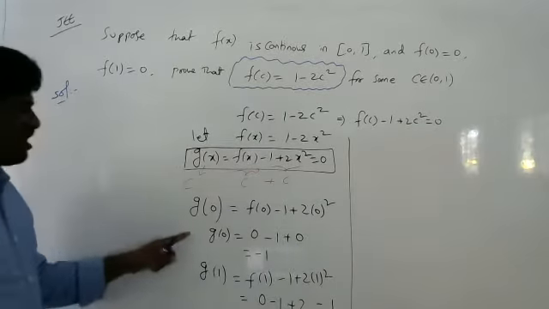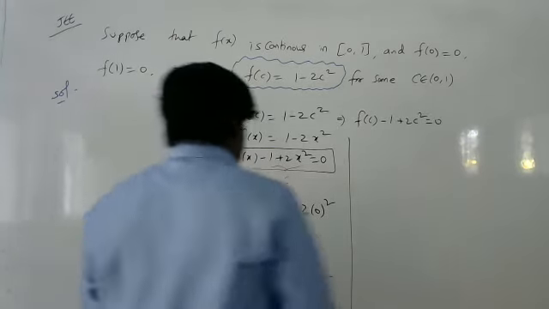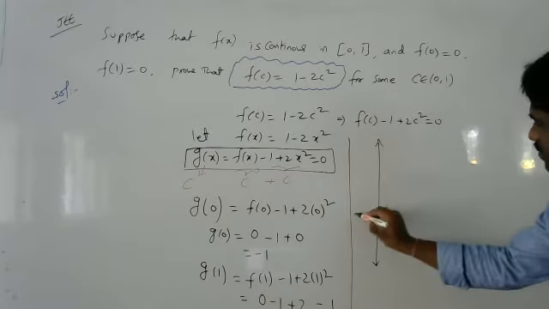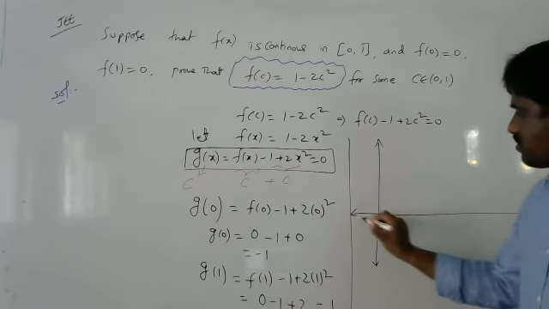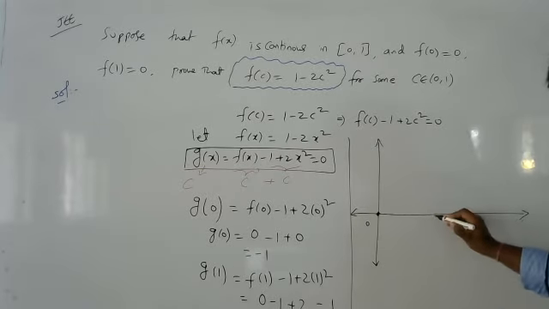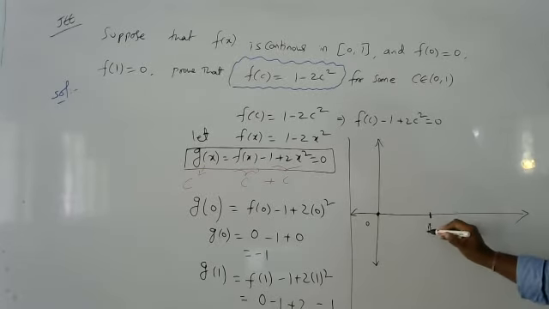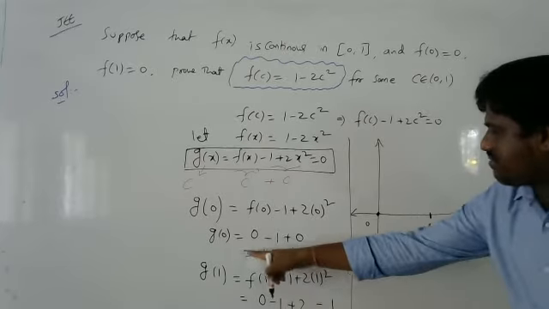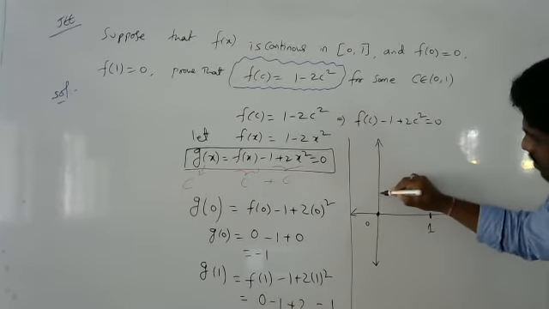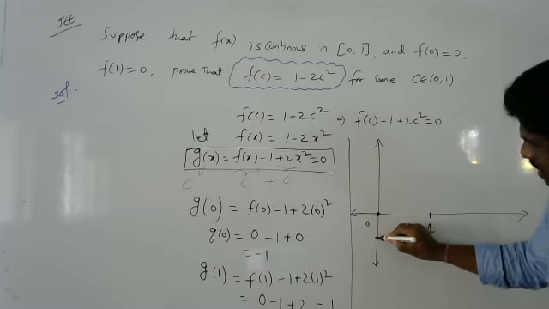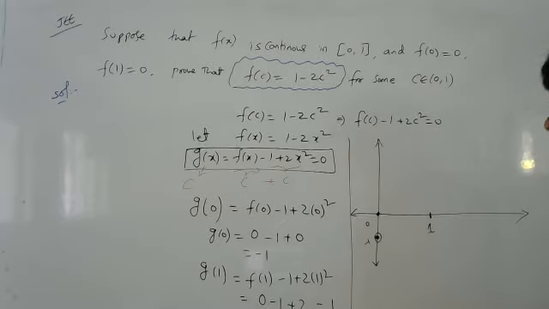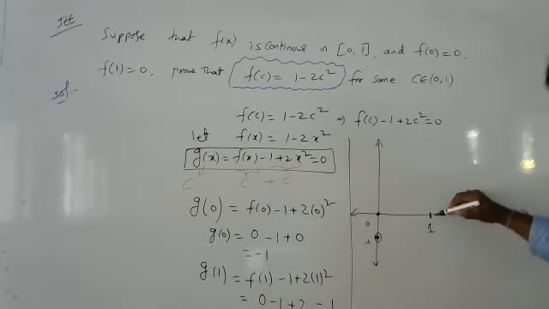Now you got g of 0 and g of 1. So you will see that if you take the graph of the function, 0 will be here and 1 will be here. g of 0 is minus 1, and minus 1 means somewhere down here. This is the point. And g of 1 is how much?